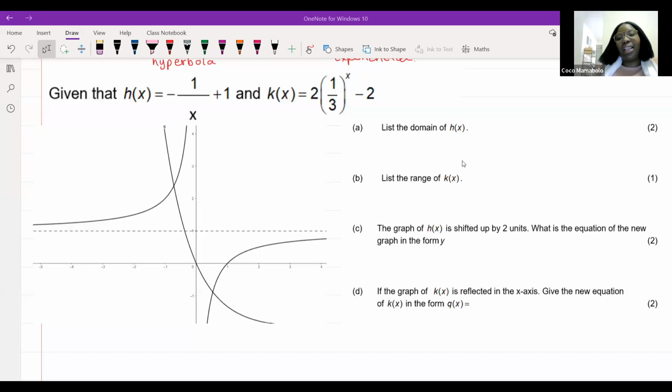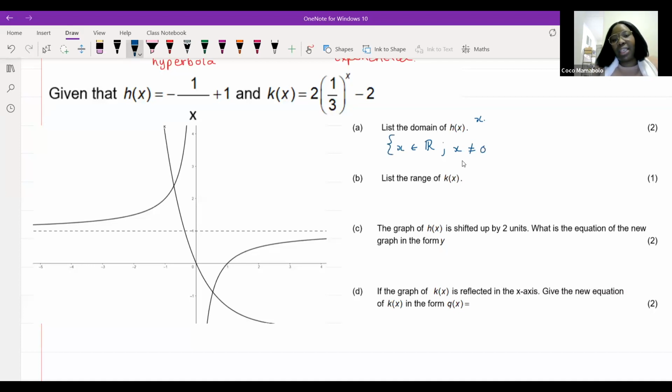All right, let's look at the first one. It says, list the domain of h of x. What is the domain again? What values are we looking for when they ask for the domain? The x values. Right, and we know that h of x is going to be defined everywhere. We're going to say that x is an element of all real numbers, except x cannot equal what number?